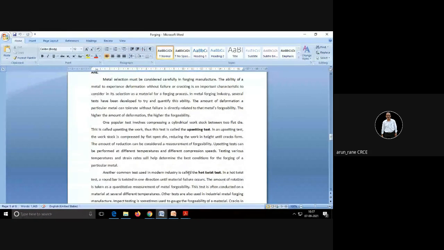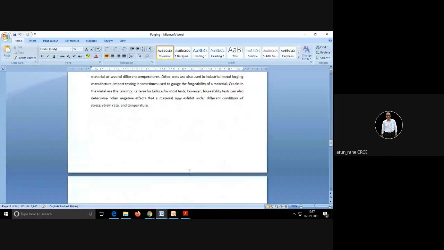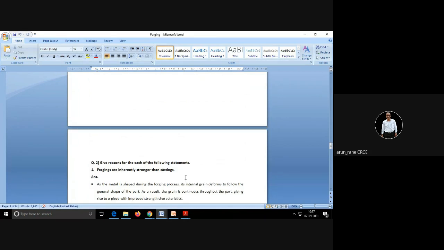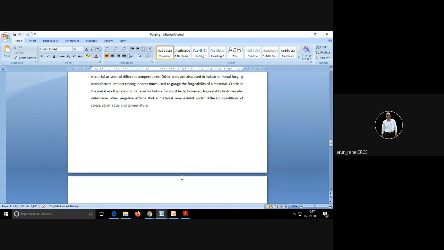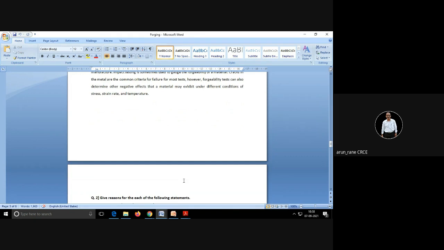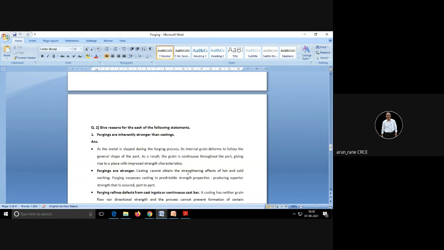What is forgeability? Forgeability means you can forge the material with ease. Some materials can be forged easily, some cannot. For example, the forgeability of cast iron is nil or zero. SAE 8620 is a very good forging steel. So forgeability is the ease with which a particular material can be forged.